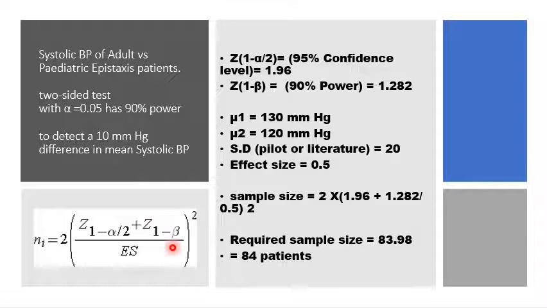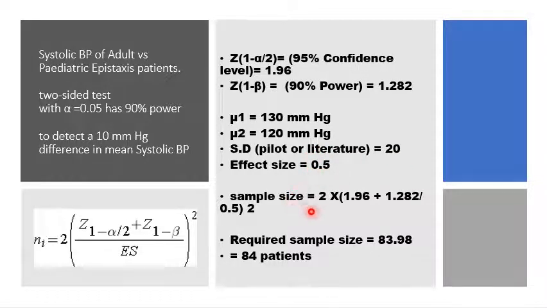We use the same formula, the z-score for 1 minus alpha over 2 equals 1.96, the z-score for the power of 90% equals 1.282. The difference between the two groups is about 10 millimeters mercury. We think that this would be the difference between the two groups. We've not measured it yet, and we also expect the standard deviation to be similar to what we found in the literature or what we have found in our pilot studies, to be about 20 millimeters mercury. So we expect the effect size to be about 0.5.